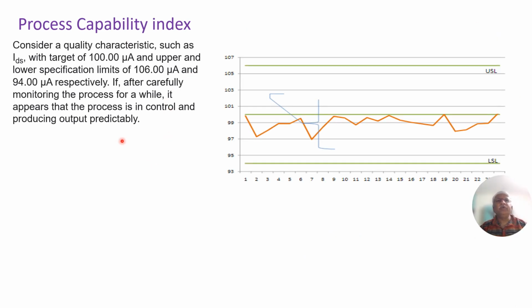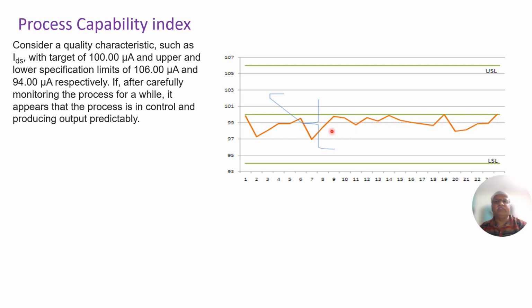Let us consider some more details on the process capability. Here, let us take one small example wherein the target value is 100 microamps for an IDS drain to source current design metric, and these are the times at which it is sampled. So this is how the drain to source current is varying. This is the upper specification limit mentioned by the customer. That value is 106, and the lower specification limit is 94 microamps. So this is how the process is varying.